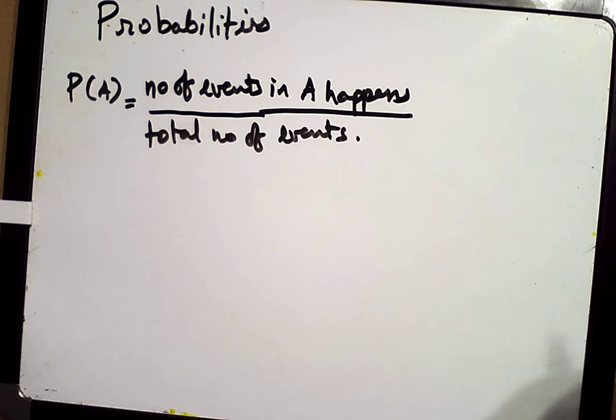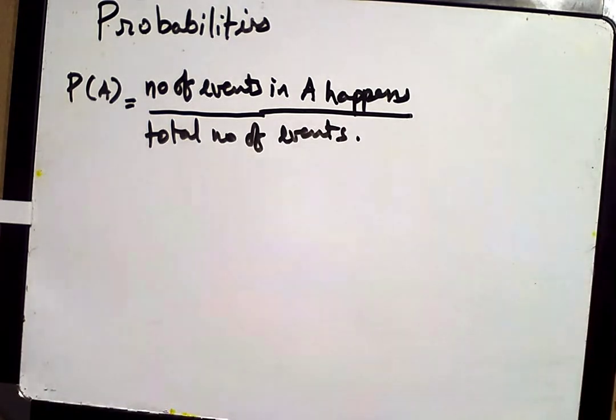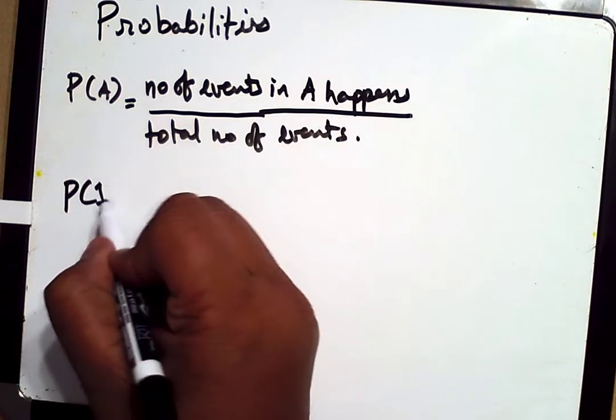probabilities is very easily explained using dice. So imagine that there is a fair dice with 6 sides, and we are asking what is the probability of the number 1 appearing when we throw a dice. Okay, so what is the probability of 1?